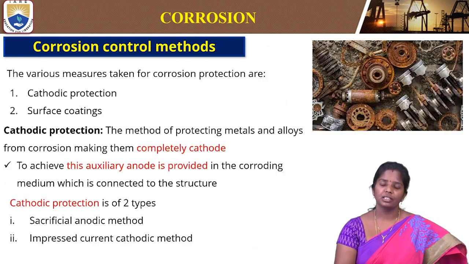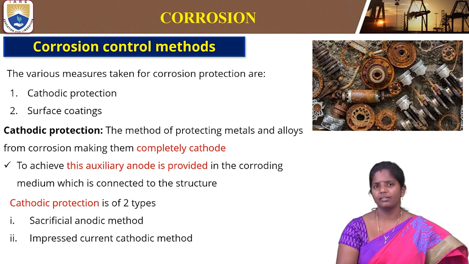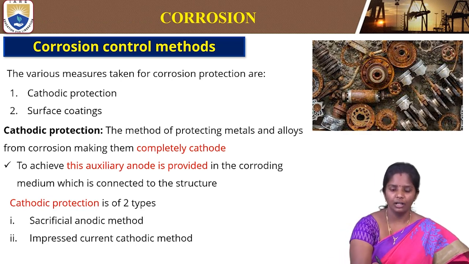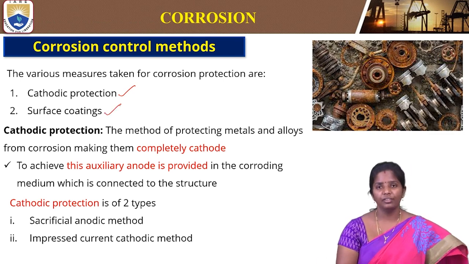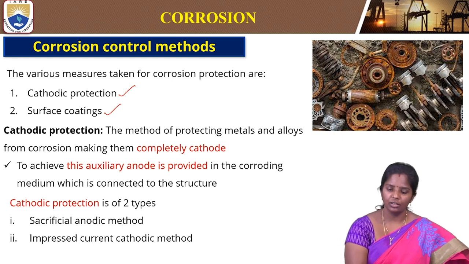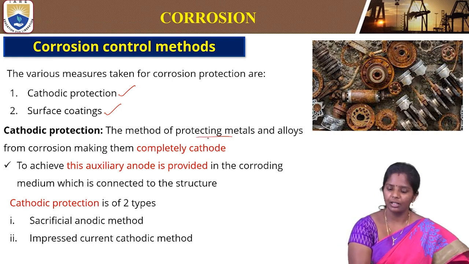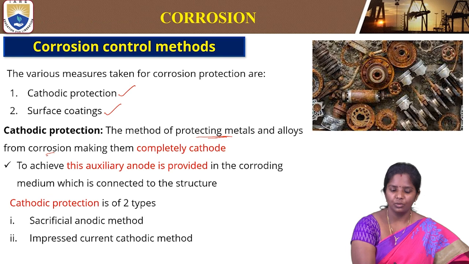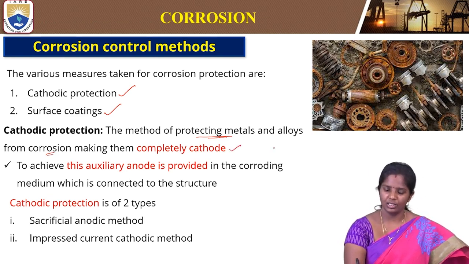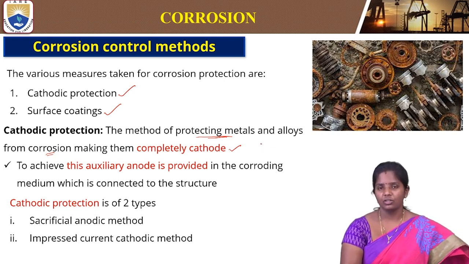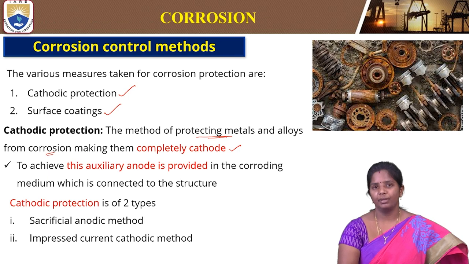So what are the different methods of controlling corrosion? There are several methods that are used. Some are cathodic protection and surface coatings. We will see in detail what cathodic protection and surface coatings are. So what is cathodic protection? It is protecting metals or alloys from corrosion by making them a cathode. When the metal becomes a cathode, it doesn't undergo oxidation, so it will be protected. That is the main concept behind making it cathodic.